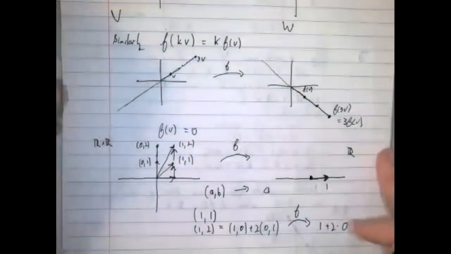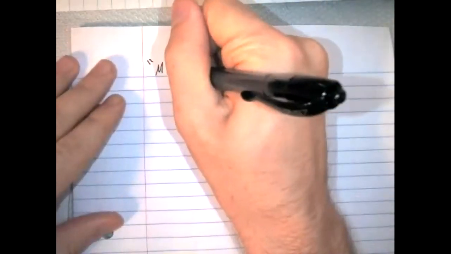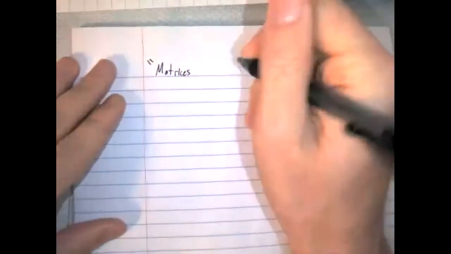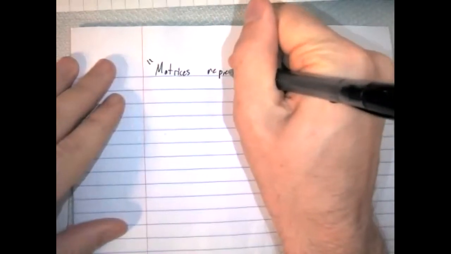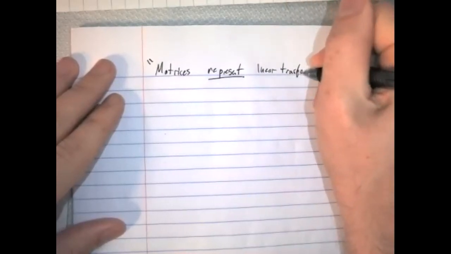Okay, let me write down the following notion. So this is just kind of a heuristic. Matrices represent linear transformations. And what I mean by that is the following.